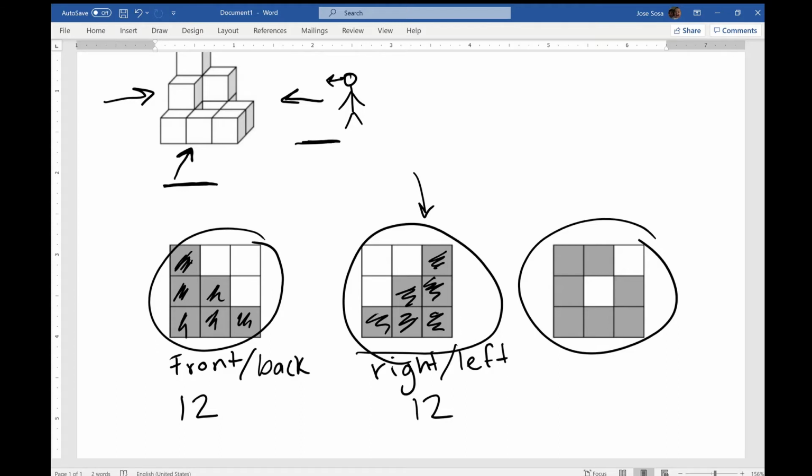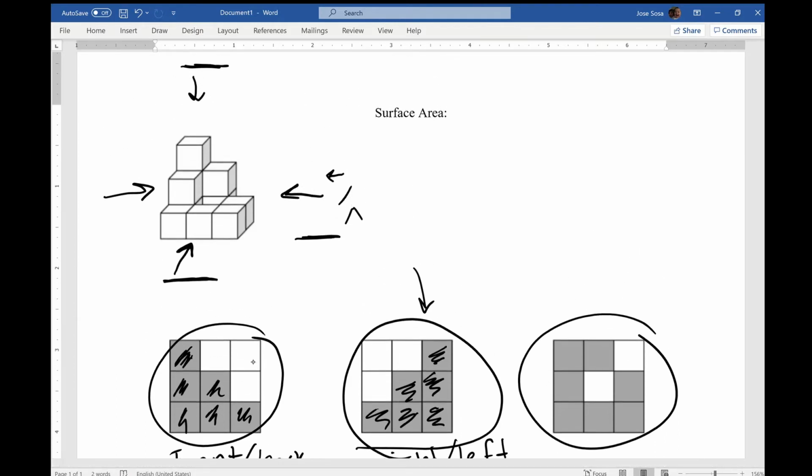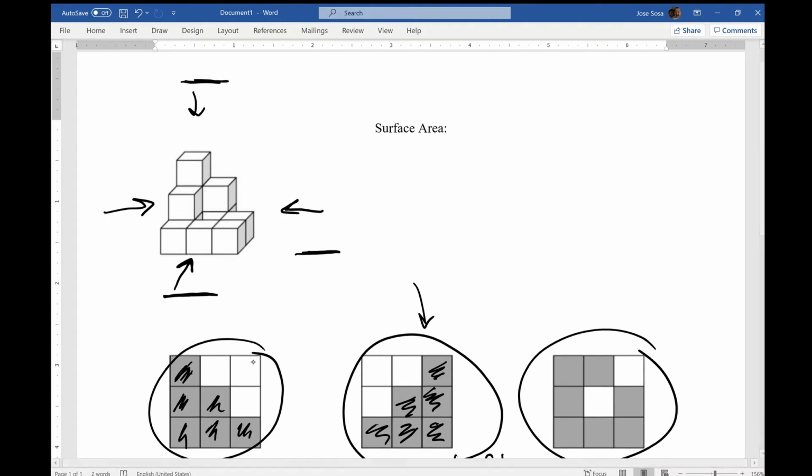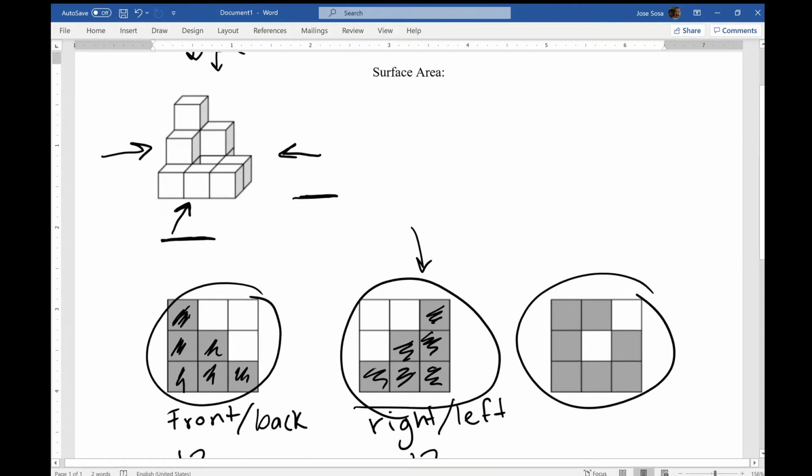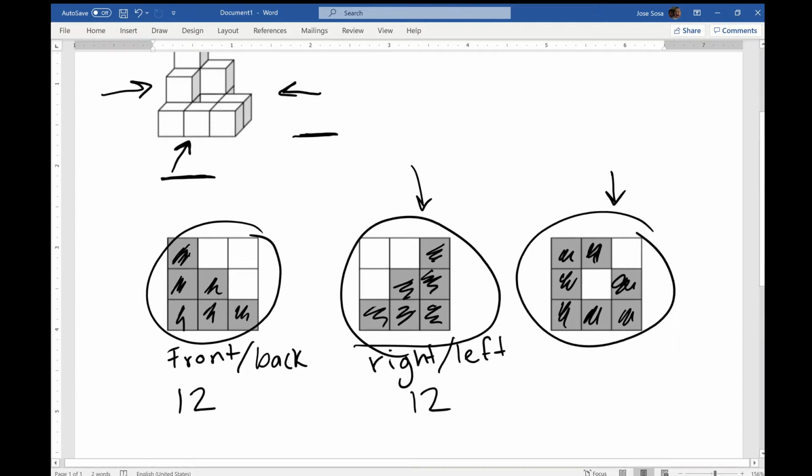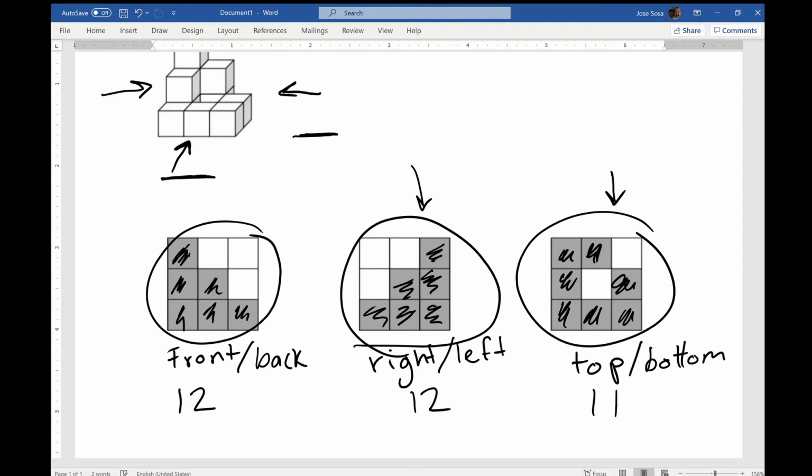And finally, let's pretend that I'm flying now. I'm flying over here, and I'm looking at it this way. Well, then I would see this. Now, notice that there are 1, 2, 3, 4, 5, 6, 7 units from the top view, but remember too that there is a bottom. So then I don't only have 7, I have 7 plus another 7, or 7 times 2, which is 14.